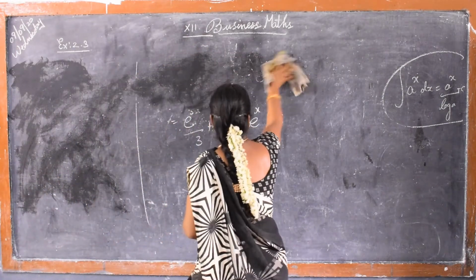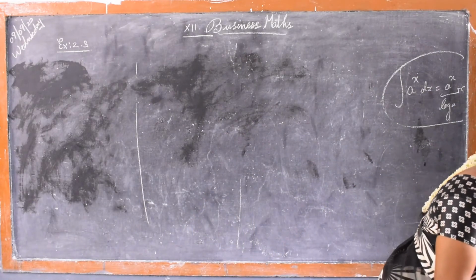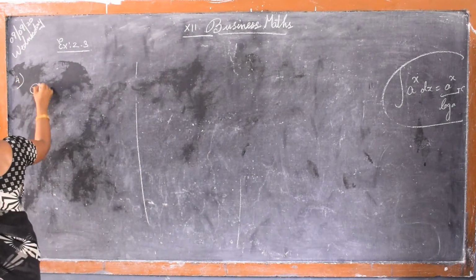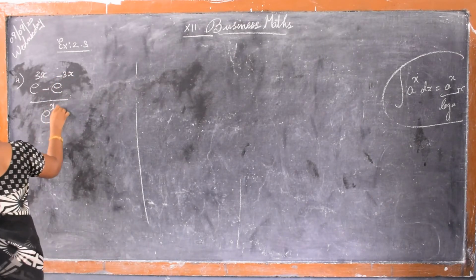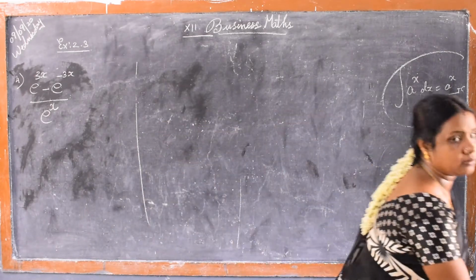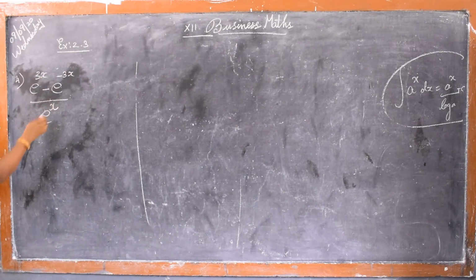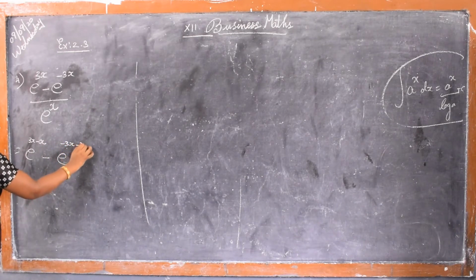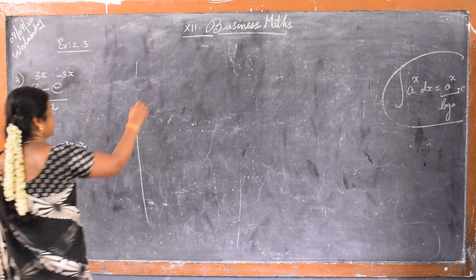Next, our fourth problem. See what the fourth question given in your textbook is: e power 3x minus e power minus 3x divided by e power x. First you have to simplify this question. Here, you have to use the quotient rule. For the quotient, you have to subtract the powers. So e power 3x minus x minus e power minus 3x minus x. That means you will get e power 2x minus e power minus 4x. Have you understood? Now you have to integrate this.